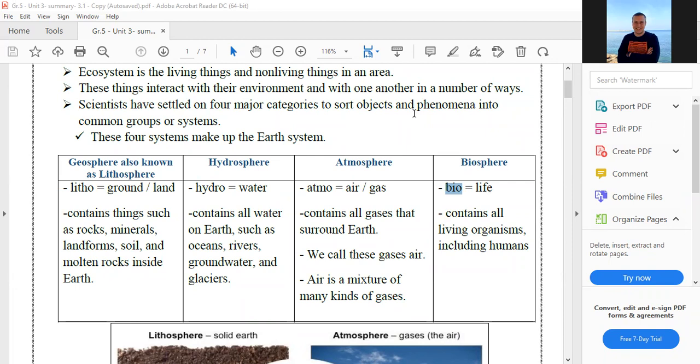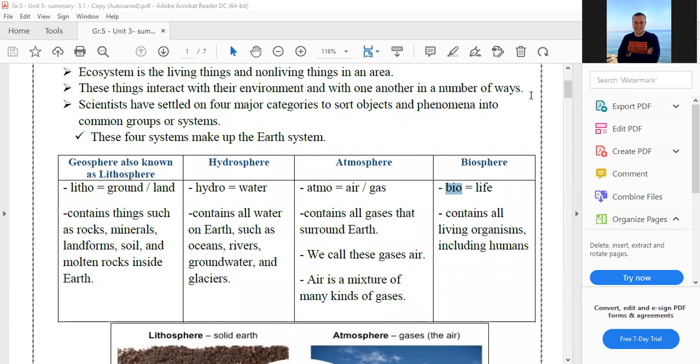Zaid, what do we mean by hydrosphere? Hydrosphere means water. It contains all the water on Earth, such as ocean, river, groundwater, and glaciers. Excellent, thank you.